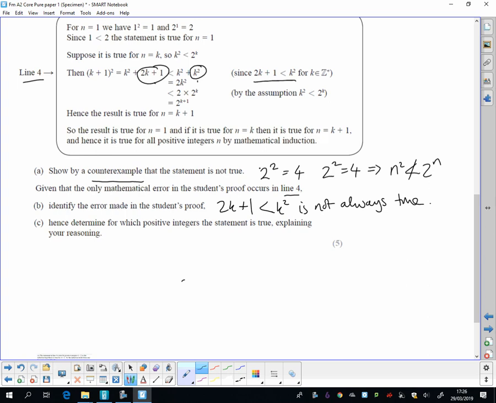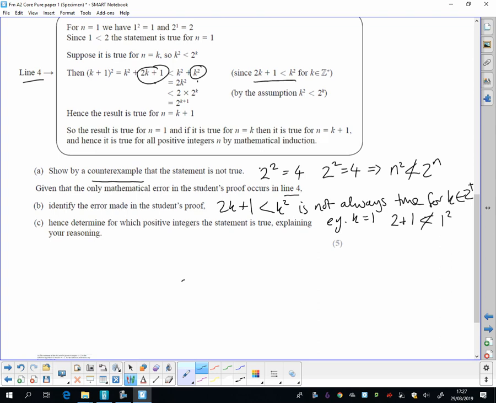First of all, you're going to have to work out for yourself that it's not always true. Well, she's also talking about k coming from the set of integers. But for example, if k equals 1, so we're doing a counterexample again, then 2 + 1 is not less than 1². So it's not true. Right, so that's then a bit of a problem.